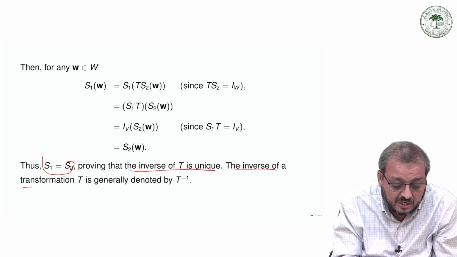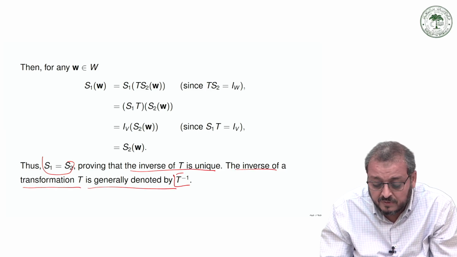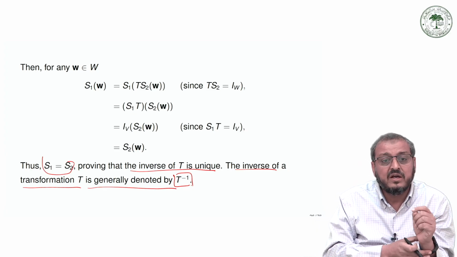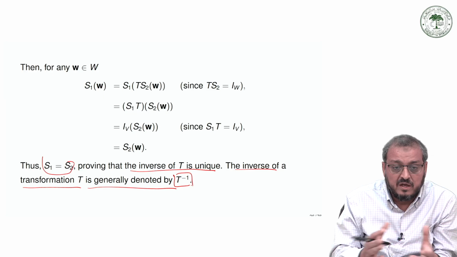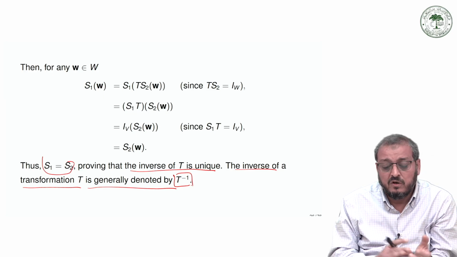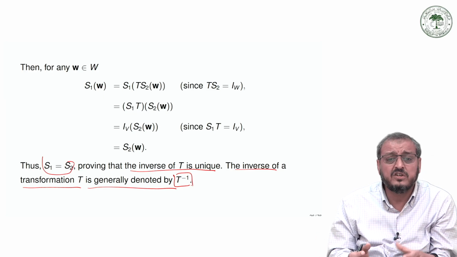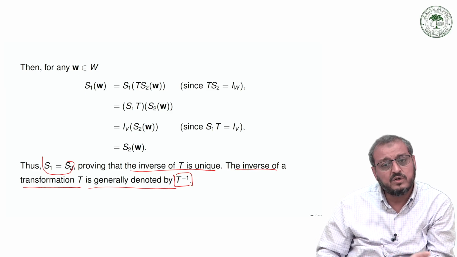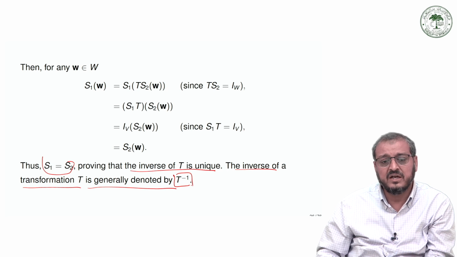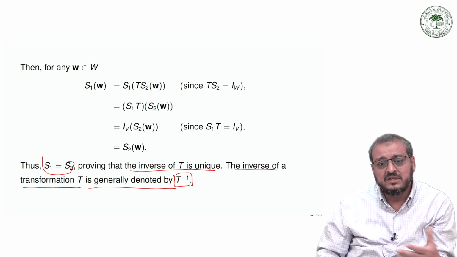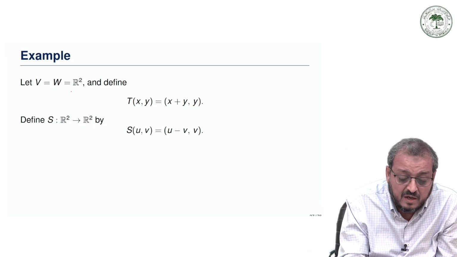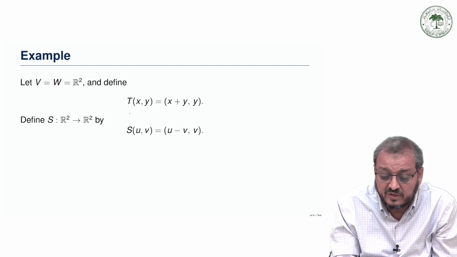The inverse of a transformation T is generally denoted by T inverse in this form. So by this method we can easily find the inverse. If we take a transformation T, finding its inverse, we take there exists another transformation S. If we show that ST is equal to identity and TS is also identity, then we can say that the inverse exists and this S is equal to the inverse. For example, we take these two maps R2 to R2, T of x y is defined in this form.